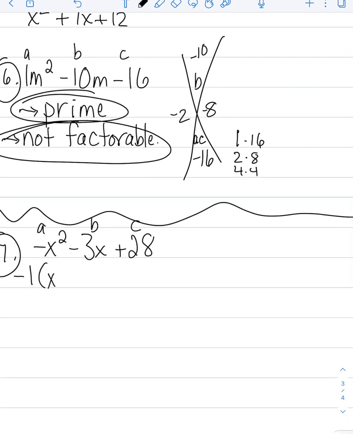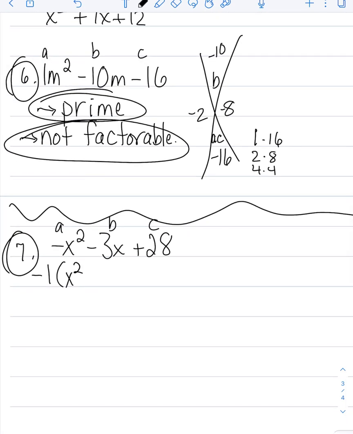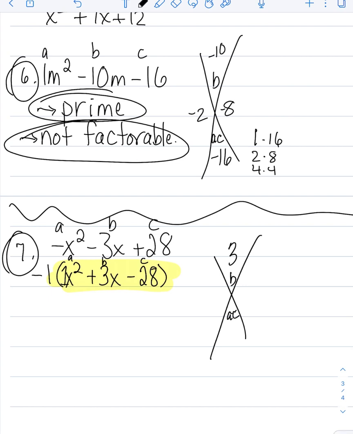So this becomes x squared. Negative 3 divided by negative 1 is positive 3x. 28 divided by negative 1 is negative 28. So just remember, if you factor out a negative 1, that just means all your signs change. Now I can use Magic X. Magic X has your back. So my B coefficient now is a 3, and I want to use this one after I have factored out my negative 1. So that's my A, my B, and my C.